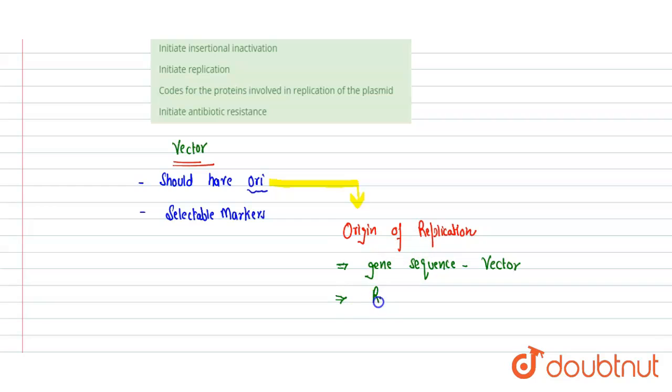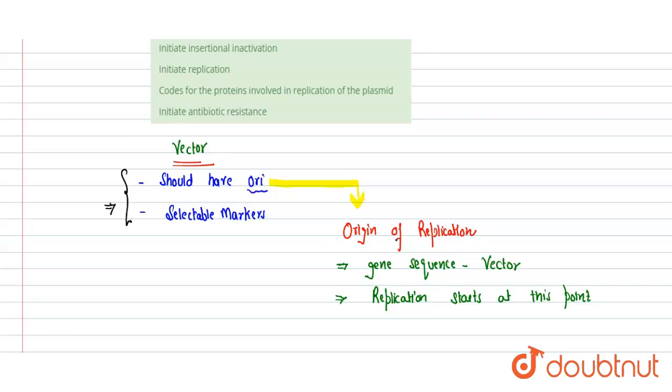the replication can start. Replication starts at this point, and this is the most characteristic feature for a DNA molecule to be called a vector. It should have the ORI, meaning it can replicate independently, and that replication starts at this point.